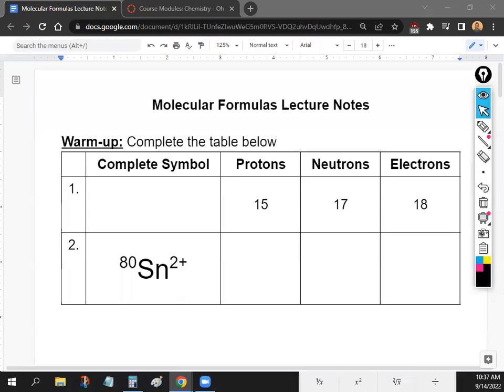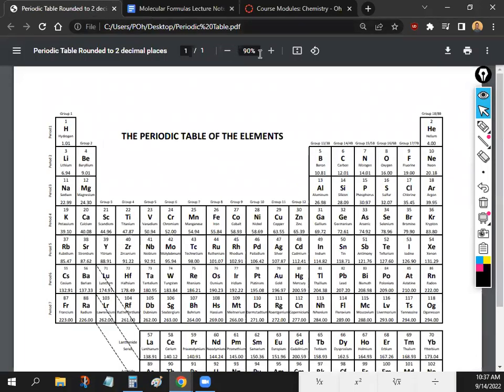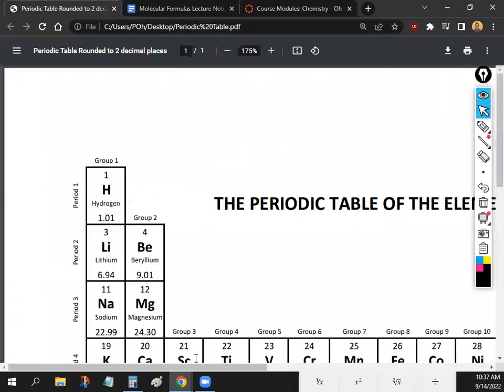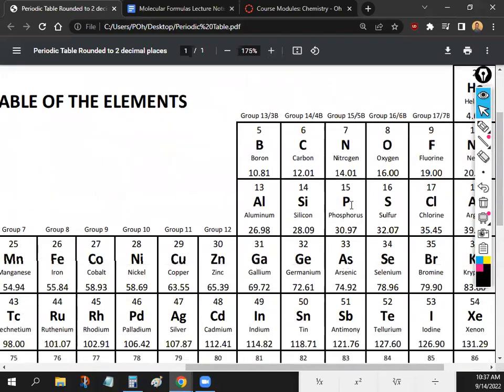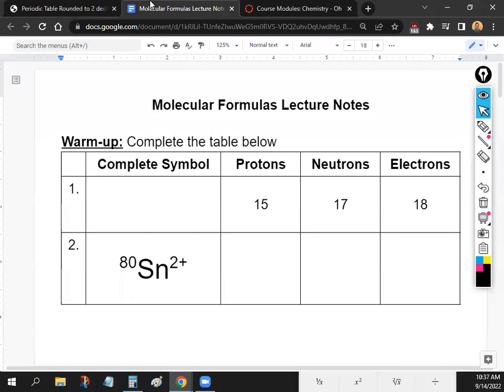Okay, so for numbers 1 and 2, the stuff we did last time, we just have to fill in the boxes that we don't have. So let's start with number 1. It says that we have 15 protons, so we just start with the periodic table. Which element has 15 protons? Yeah, P, phosphorus. It's just the number on the top. So for our symbol, we can write P.